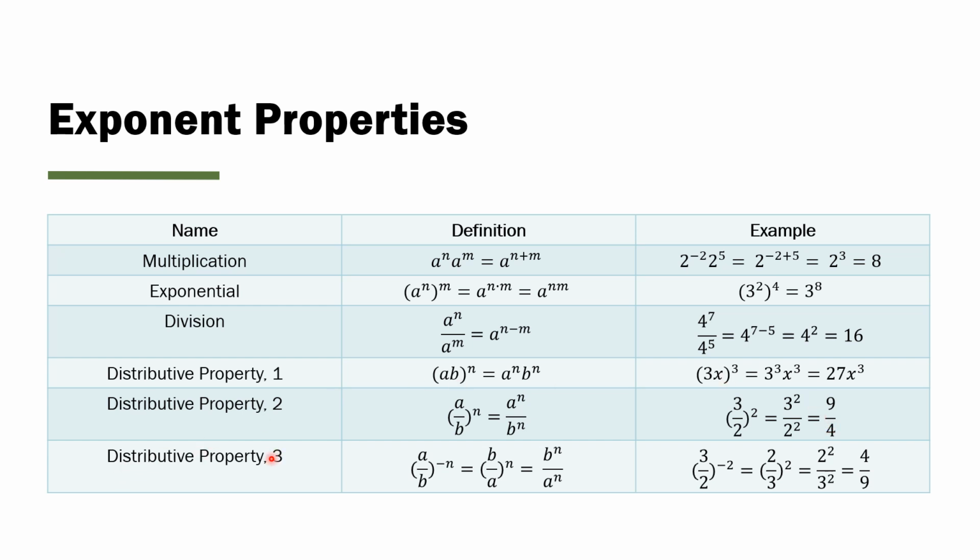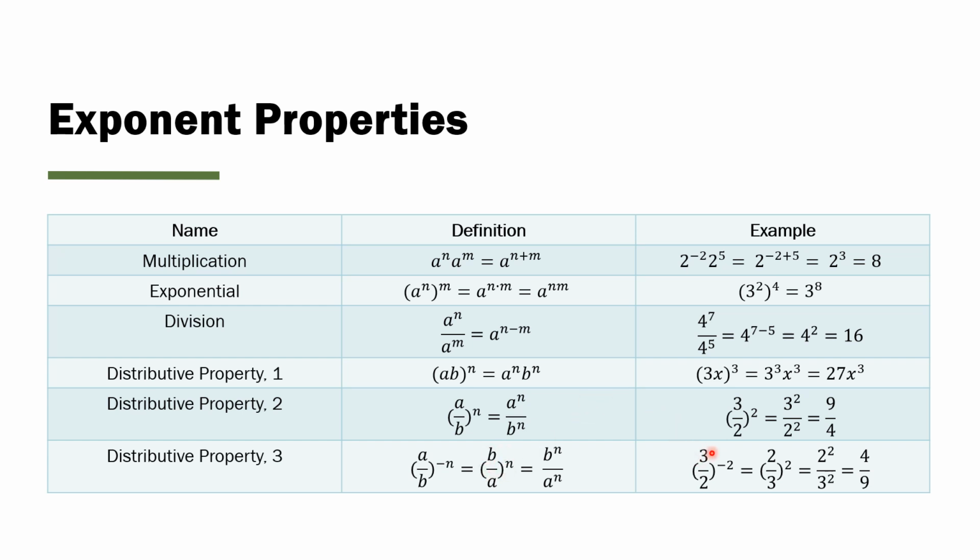Now this last property, distributive property 3, kind of goes off of the second one, distributive property 2. It's just another quick trick to resolve a negative exponent. If I have a divided by b to the power of negative n, I can flip a and b, reciprocate it, get b divided by a to the power of n, and then just like the last one, this n will distribute to the numerator and denominator.